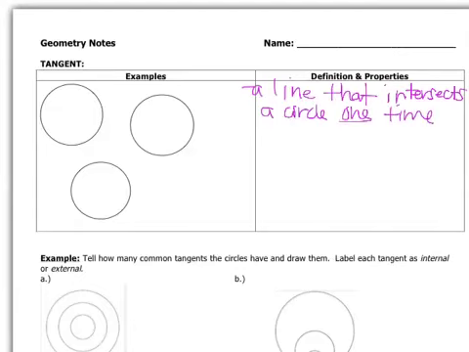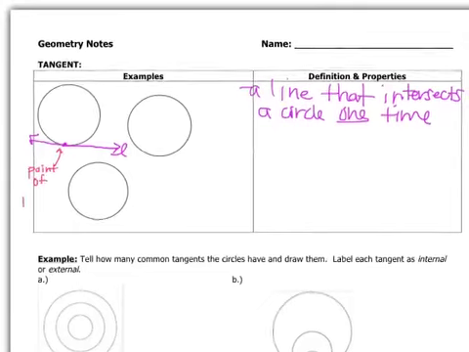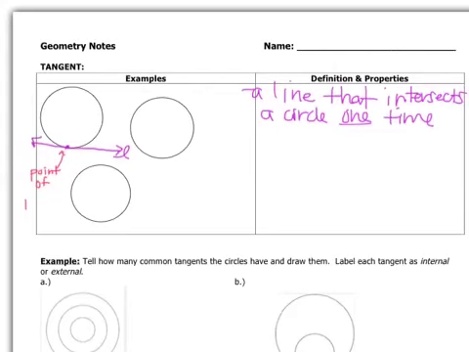So what that looks like is this. You'll have some point on your circle where that line touches. Okay? So let's say our tangent line is L. The point where the tangent line touches the circle is what we call the point of tangency.